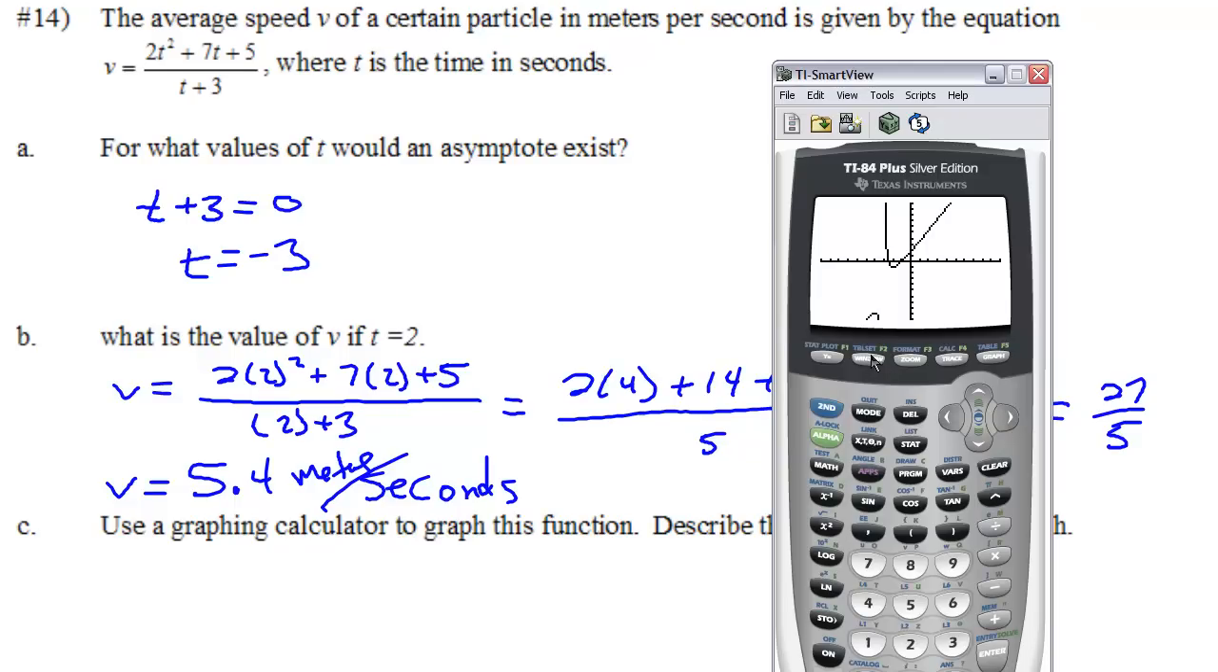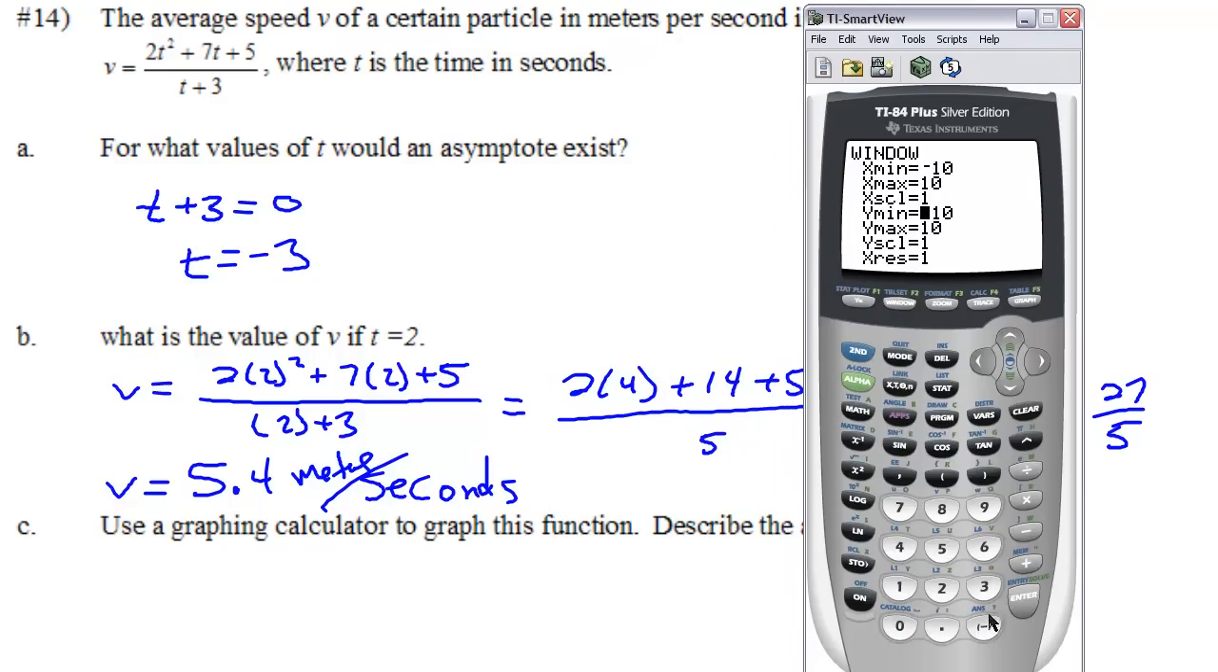Can't see the graph very well. I need to change my y minimum. I saw just a little nubbin down there. Change it to a negative 20. Graph it. Looks like to me that there's a vertical asymptote in this region, specifically at t equals negative 2. And it appears that there's some type of a slant asymptote here.